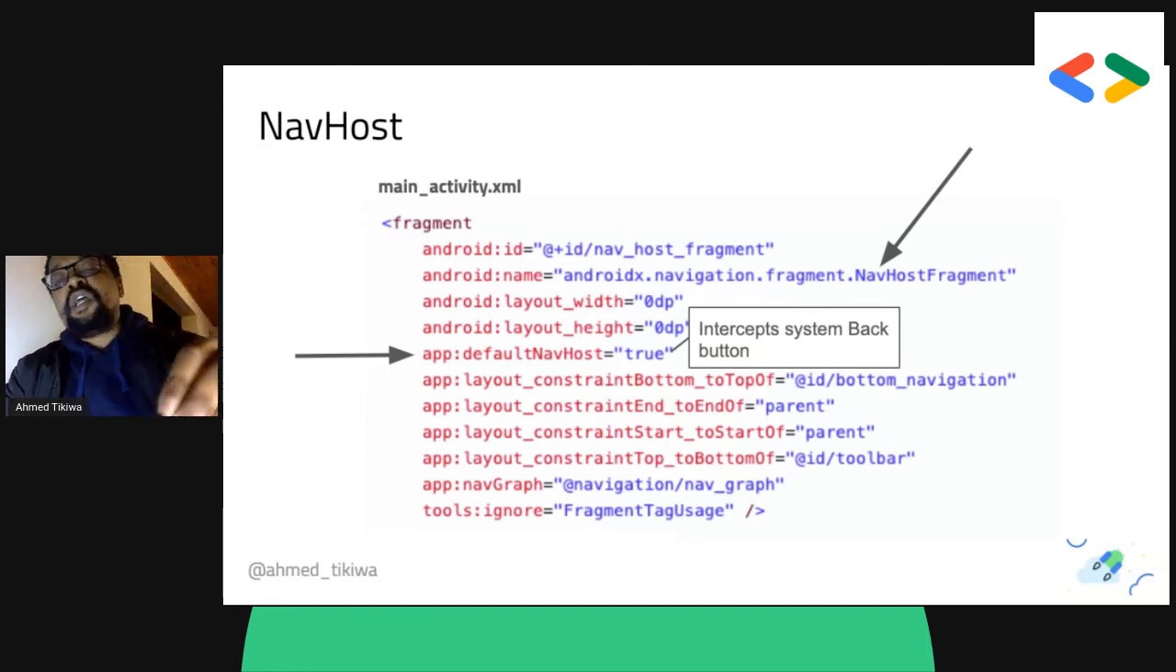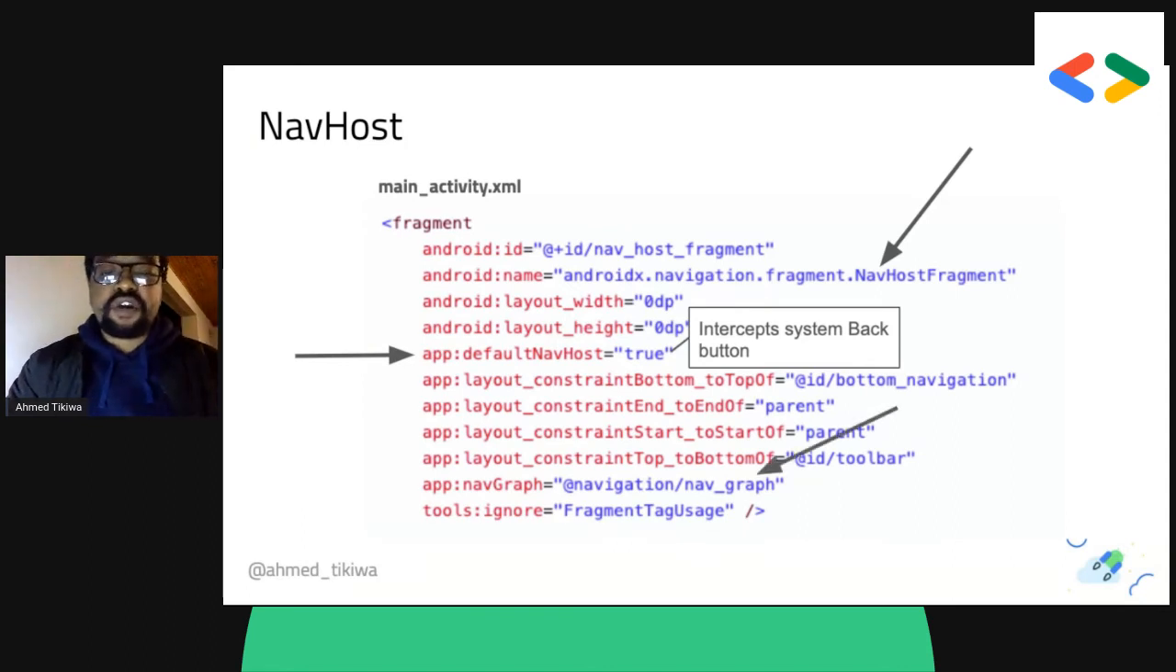And another note is that the default nav host can only exist on one instance. You can only have one default nav host. You can't have more than one. And then there at the bottom there, you define the nav graph. So you can either put it in your XML, or you can define it within your main activity, or whatever class is acting as the UI, as the controller. You can define there the nav graph.